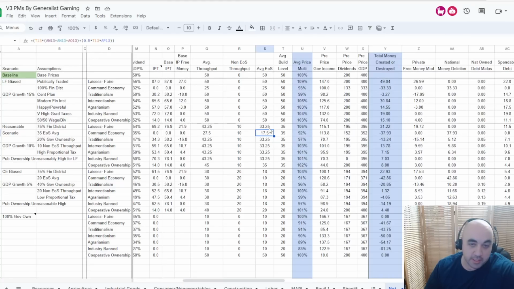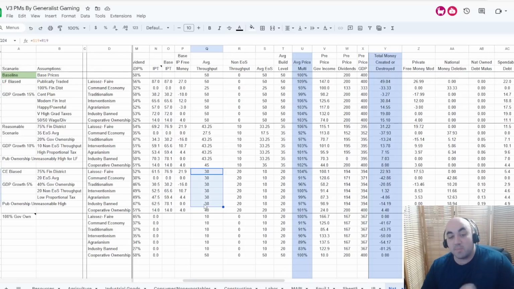And for the other buildings, it will also get cut down from 35 a little bit, because we're assuming a certain level of government ownership. Again, under laissez-faire, you would not reach 20% government ownership, but we're still just assuming it for the sake of the spreadsheet. And then you will get this average throughput level that is much more favorable for command economy, and it is extremely disgustingly favorable in the command economy biased one, in such a way that it's just like, this isn't going to happen.